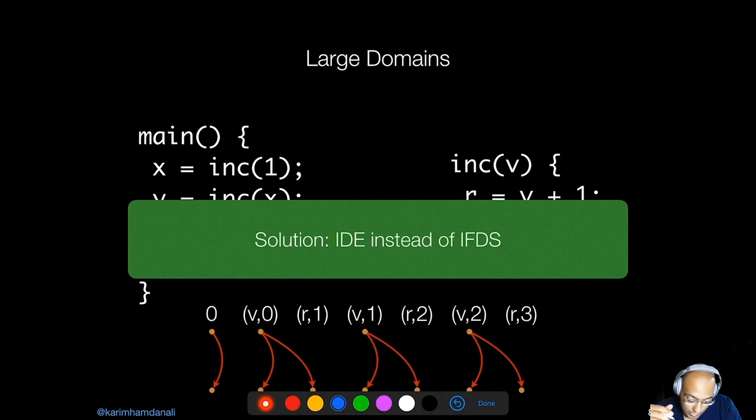So instead, we're going to define a different framework called IDE, the interprocedural distributive environments, that can abstract further away from IFDS and flow functions to an abstraction level that allows us to define environments rather than just flow functions.